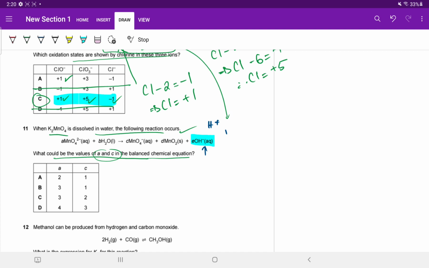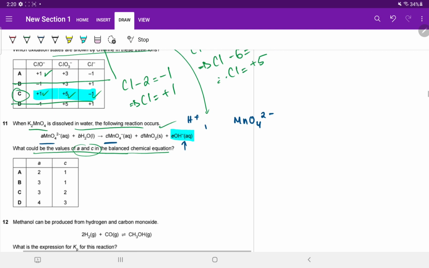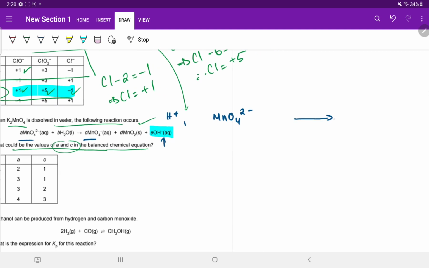So at first we have to take a good look at the equation and then start writing the half equations to see what shall be the value of A and C. So the first half equation which we can write down is of this manganate, MnO4 2- to MnO4 minus. So let's write it down. MnO4 2-, let's leave a gap for our balancing, will be converted to MnO4 minus.